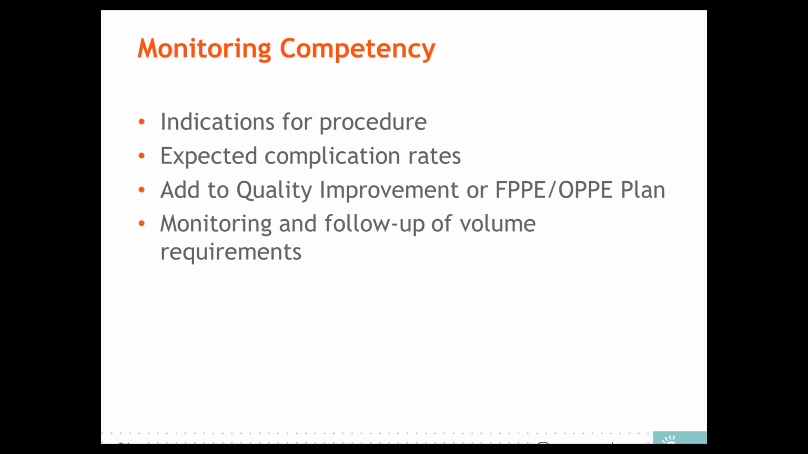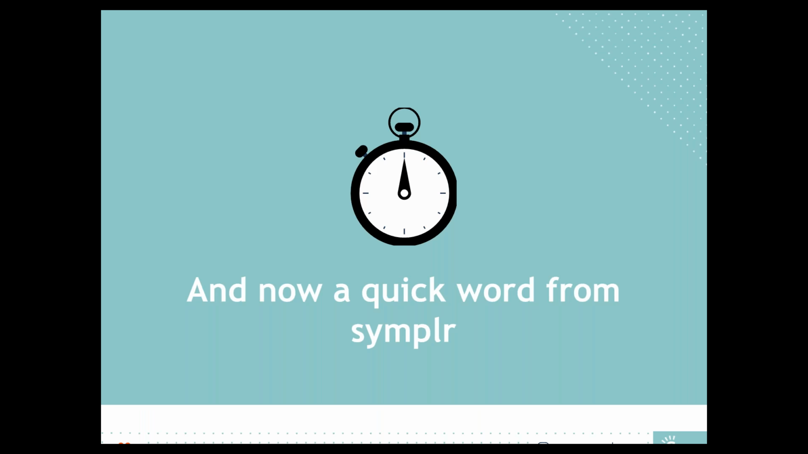After you get those people on these new procedures going, you need to determine indications for the procedure and try to evaluate and establish some expected complication rates and add that to your QA/PI, FPPE plan, and make sure you're monitoring for any kind of volume requirements. If you have somebody on a new procedure and you say that you have to do a certain number of procedures in order to maintain those privileges, you need to make sure that you're keeping up with those volume requirements and that they've established those appropriately.